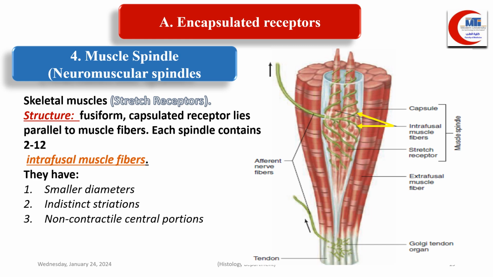These intrafusal muscle fibers have very important criteria. They are smaller in diameter than extrafusal muscle fibers. They have indistinct striation. They have a non-contractile central portion. That means the central part in these fibers is non-contractile, or cannot contract.